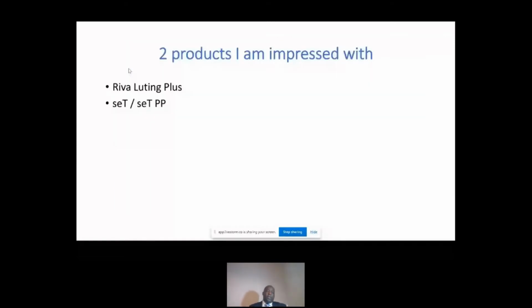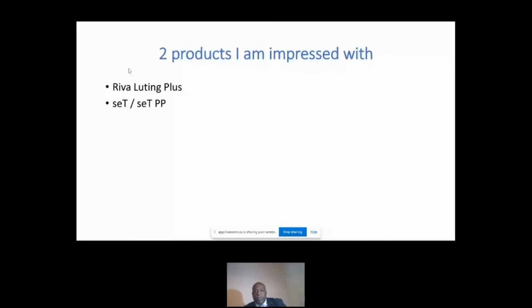So what we're going to do now for the remainder of the presentation, hopefully you're still with me and you haven't fallen asleep. I did promise that we weren't going to go into the deep chemistry. I'm going to talk about two products that I'm very impressed with and why. The first one is Revoluting Cement, and the second product is Set, and both of these products are produced by SDI.